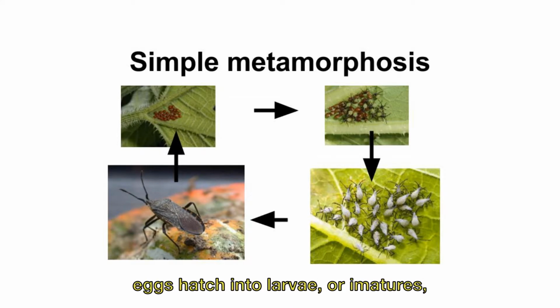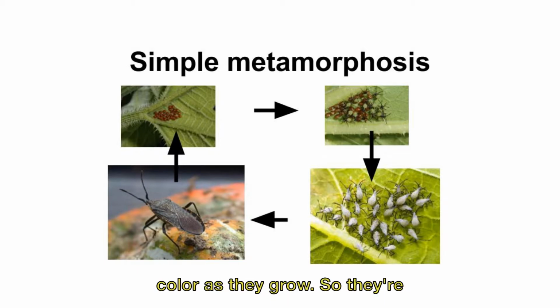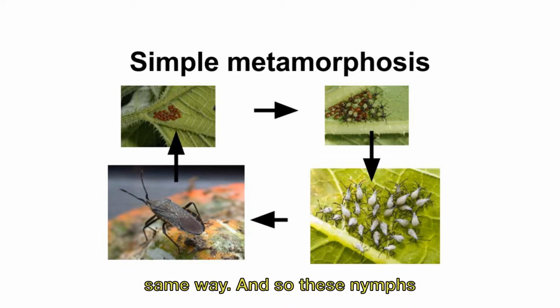And these eggs hatch into larvae or immatures or nymphs. We use all those names. And when they hatch, they are usually two colors. So they have a black head or black head and thorax and a brownish abdomen. And then they change color as they grow. So they are shape-shifters in the insect world. And they grow into these ash-colored or gray-colored nymphs. So if you look at these 3 different photos alone, you can see that they look drastically different, but they are the same insect, and they will do damage in the same way.